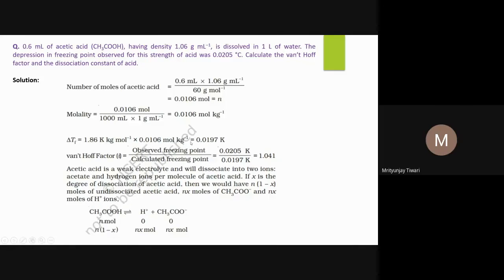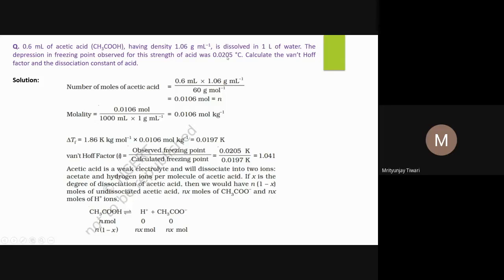Now what is this? This is the theoretically calculated colligative property that we obtain, while the 0.0205 is the experimentally observed colligative property. And now the van't Hoff factor that we know, the formula is the observed colligative property divided by the calculated colligative property. So the observed depression in freezing point divided by the calculated depression in the freezing point.